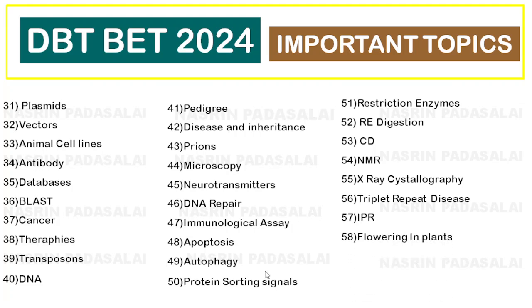Next is flowering. So just read about control of flowering in plants. Again, refer to Taiz's book alone. No need to refer to anything else regarding flowering, control of flowering, just read Taiz's book.